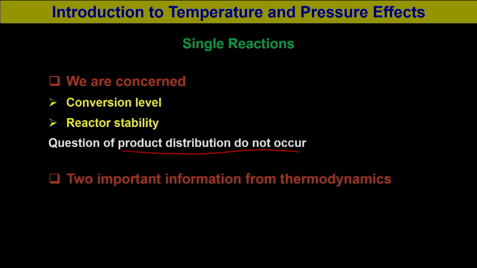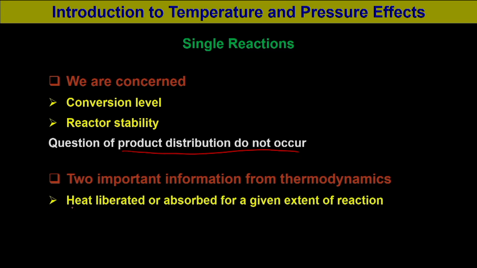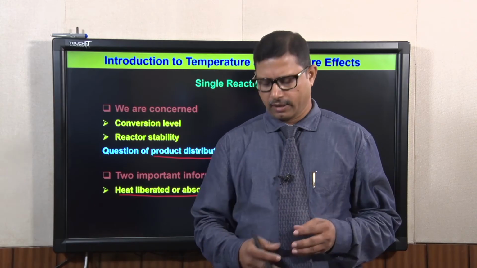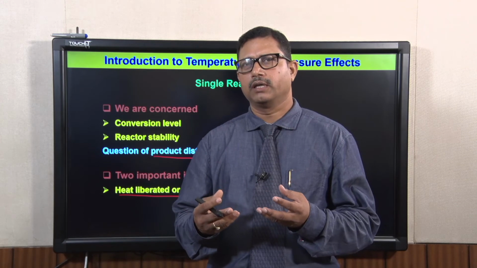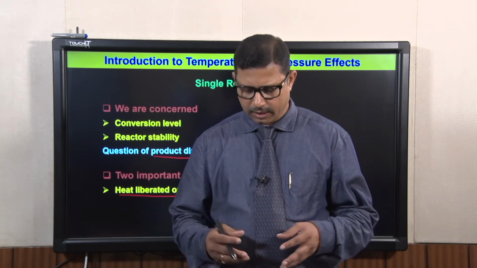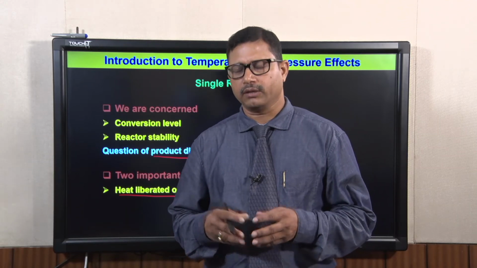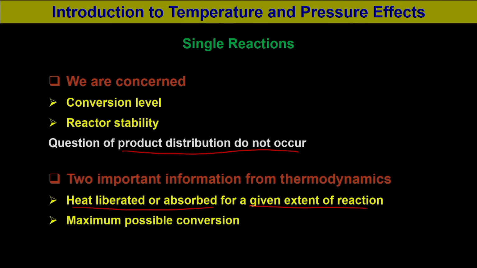Now, two important pieces of information we can get from thermodynamics. One of them is the heat liberated or absorbed for a given extent of reaction. So, for a chemical reaction to proceed up to a certain extent or conversion level, how much heat it absorbs or liberates due to the chemical reaction, that information we can obtain from thermodynamics. The second important information we can get is the maximum possible conversion in a given reaction.